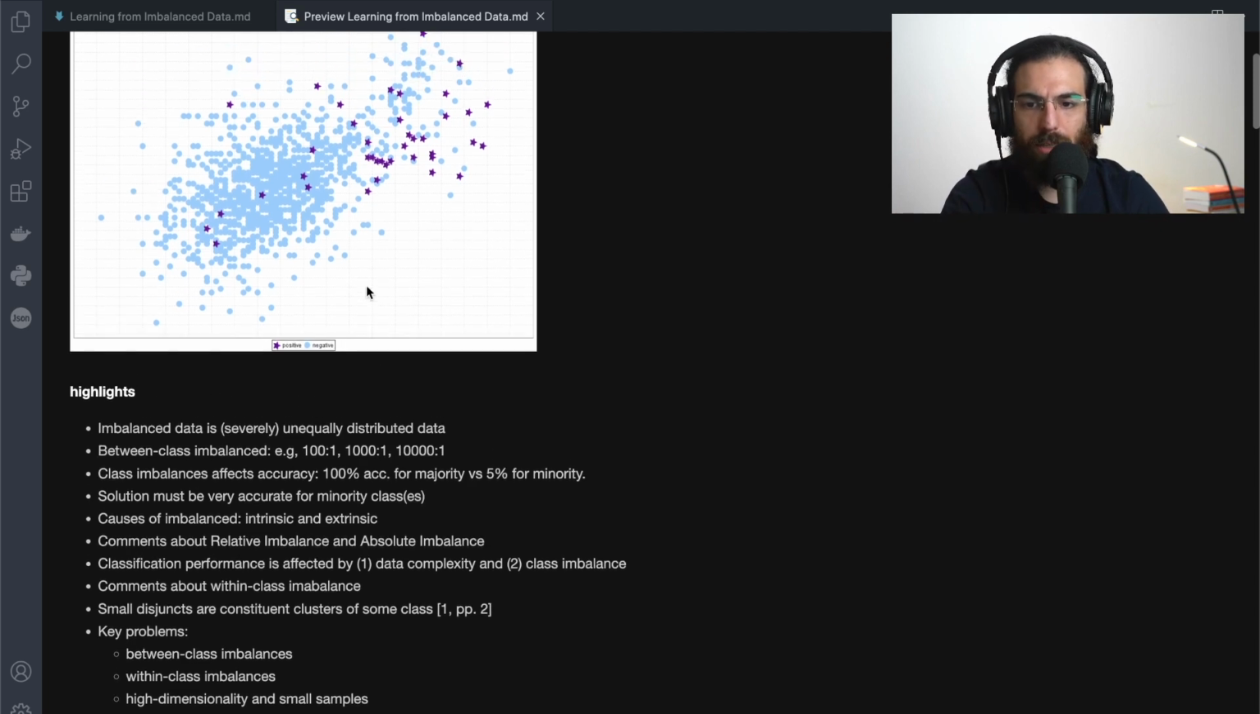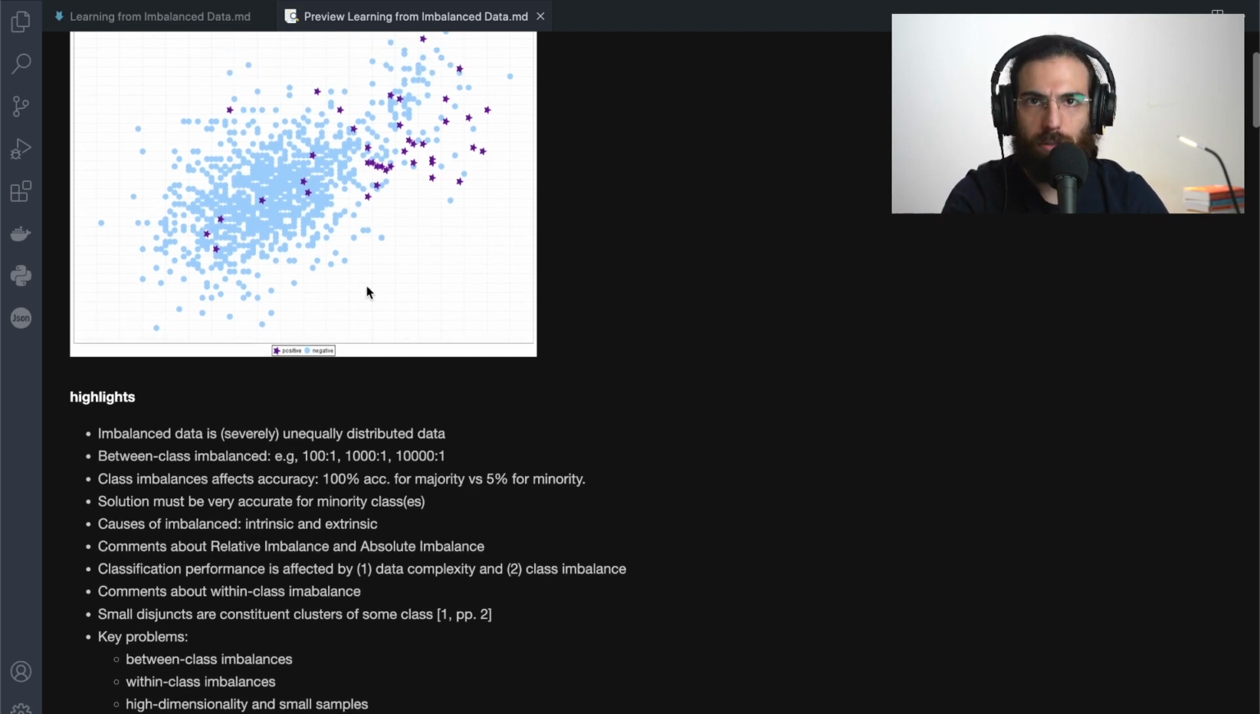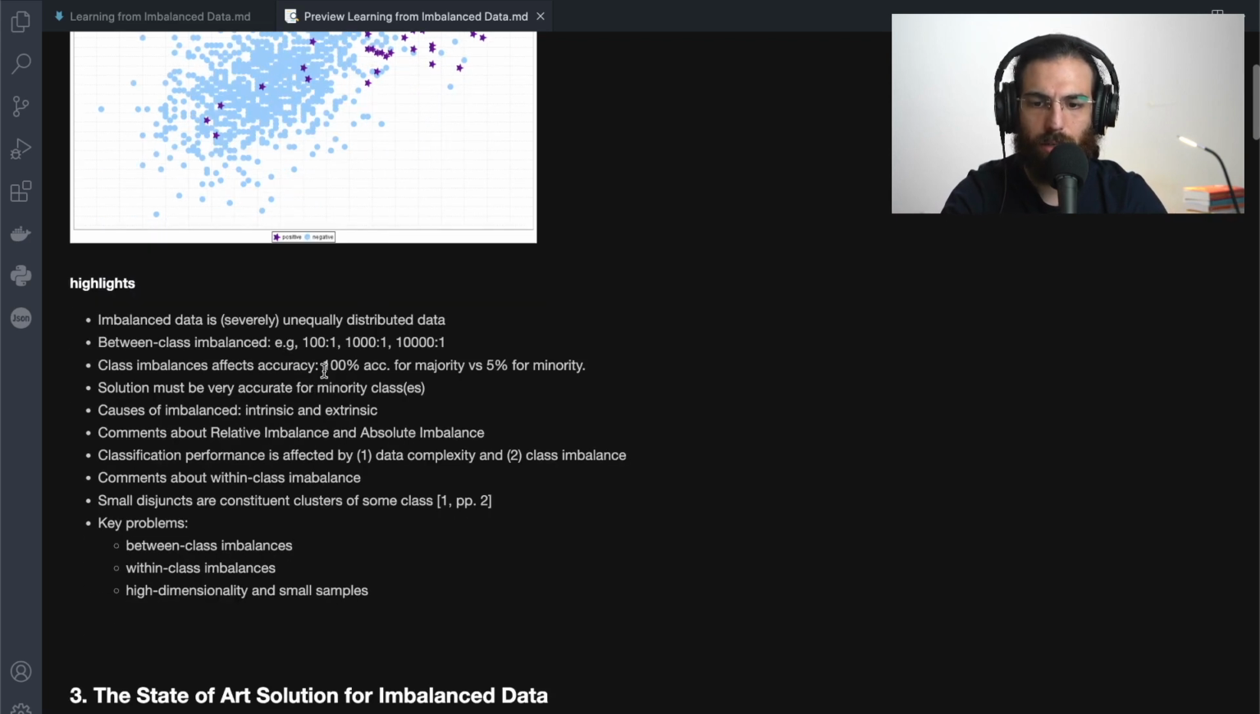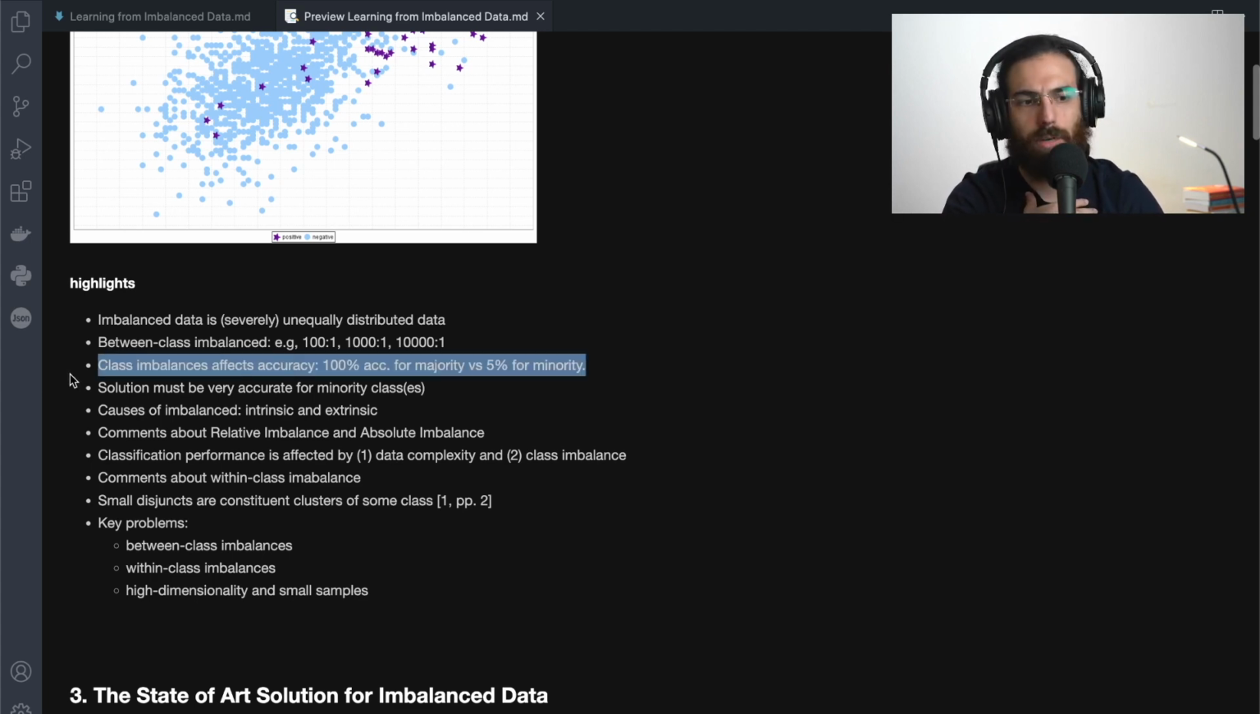When you have a situation like this and the machine learning model learns from the training data set, it does very well when it comes to the majority class, but the minority class observations are so overwhelmed that the model cannot even identify them, cannot properly classify them. So we have a situation where we have 100% accuracy for the majority class, but only 5% accuracy for the minority class, meaning they are constantly being misclassified as being members of the majority class. This is very problematic, depending on the problem.